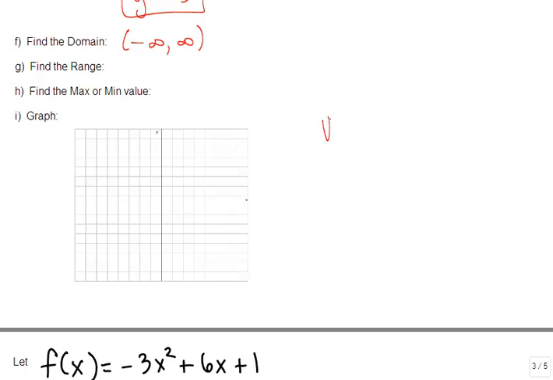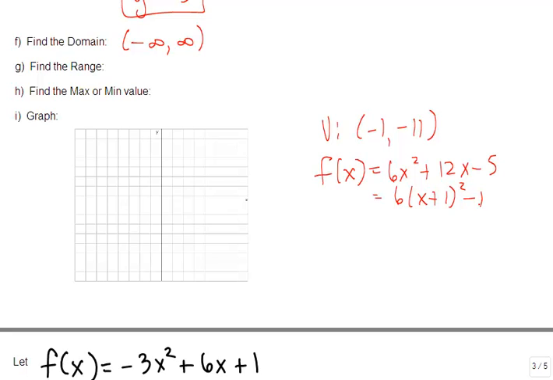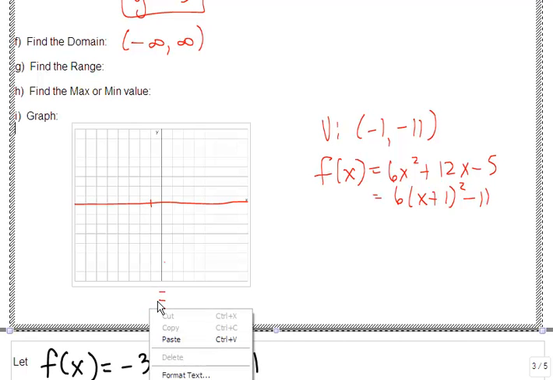So remember that our vertex was at -1, -11, and our function was 6x squared plus 12x minus 5, or 6 parentheses x plus 1 squared minus 11. So let's plot our vertex first. So we need -1, -11. I'm going to run out of space here on my grid, but it would be down here.